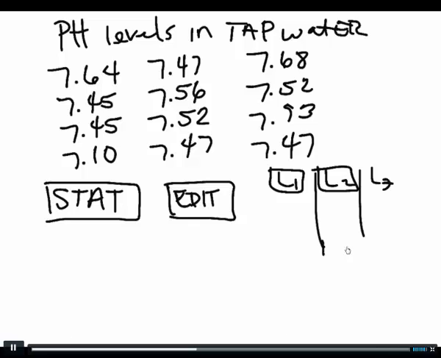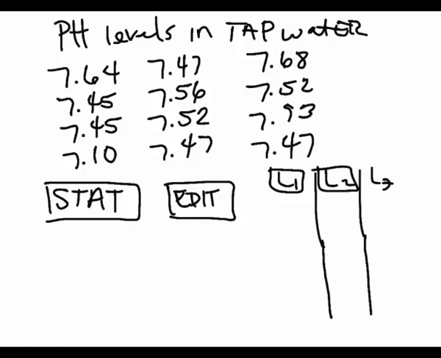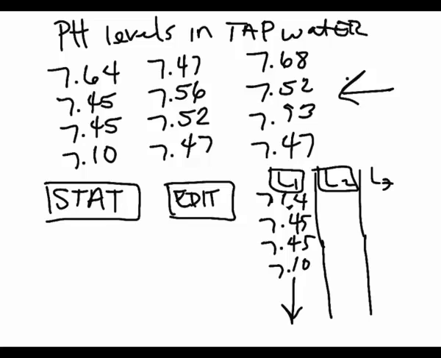Once your lists are clear, I want you to type in all of these values into List 1. So you would have 7.64, enter, 7.45, enter, 7.45, enter. List them all out under List 1, and keep going all the way down. Once I'm done typing them in, I hit my up arrow, go all the way back to the first point, and scroll down to make sure that all of them match the numbers in my table, to make sure I didn't mess up when I put them in. And all of mine look good.